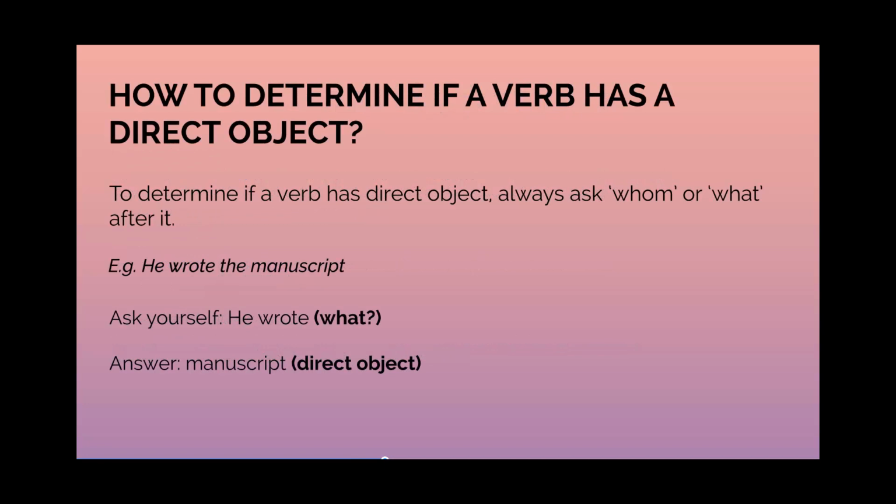Now, an easy tip on how to determine if a verb has a direct object. To determine if a verb has a direct object, always ask whom or what after it. For example, he wrote the manuscript. Ask yourself, he wrote what? Answer, manuscript, which is the direct object.